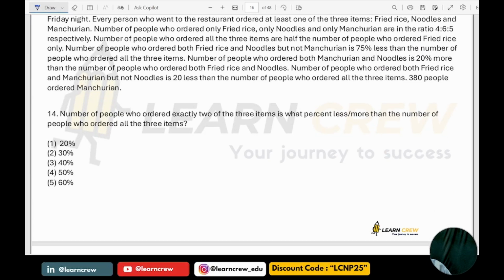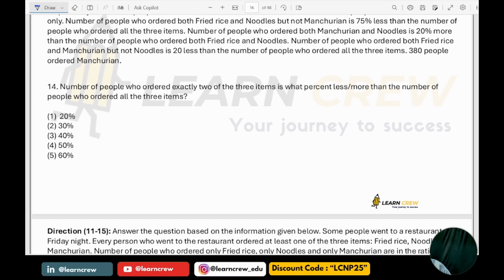Next, the number of people who ordered exactly two of the three items is what percentage less or more than the number of people who ordered all three items? All three items is actually 2x, which means 80.